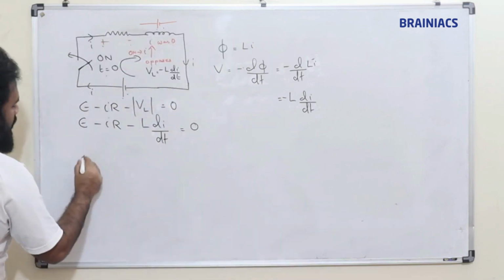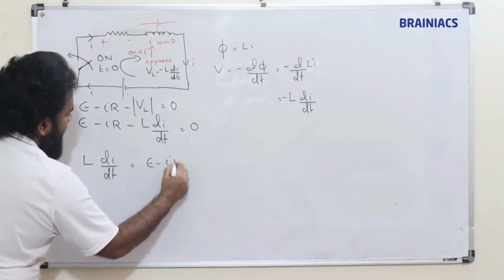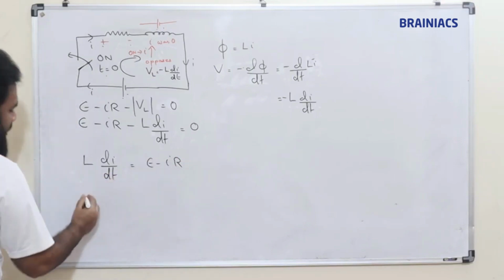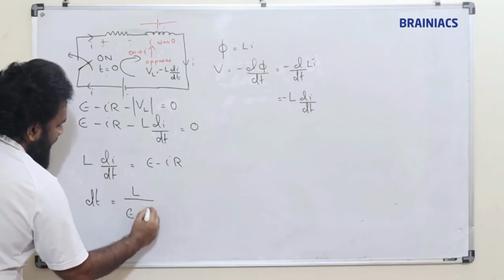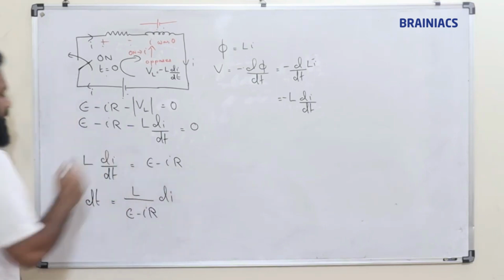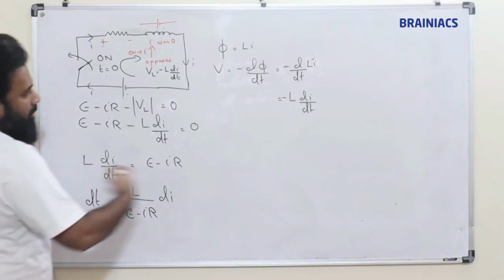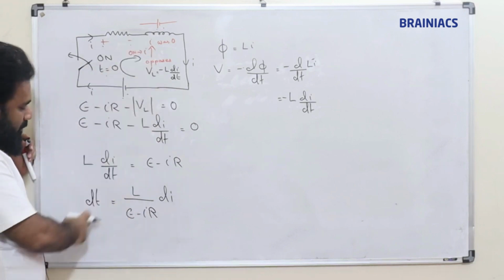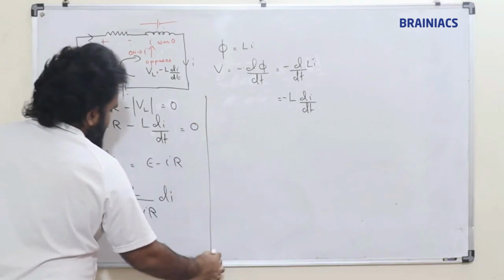So L di/dt is equal to E minus IR. Now we will bring this term here, and dt we will put here. So dt is equal to L by (E minus IR) into di. Clear? This is for that short duration of time, so we need to find the current for all situations. So how to find current for a time t? We will integrate this.